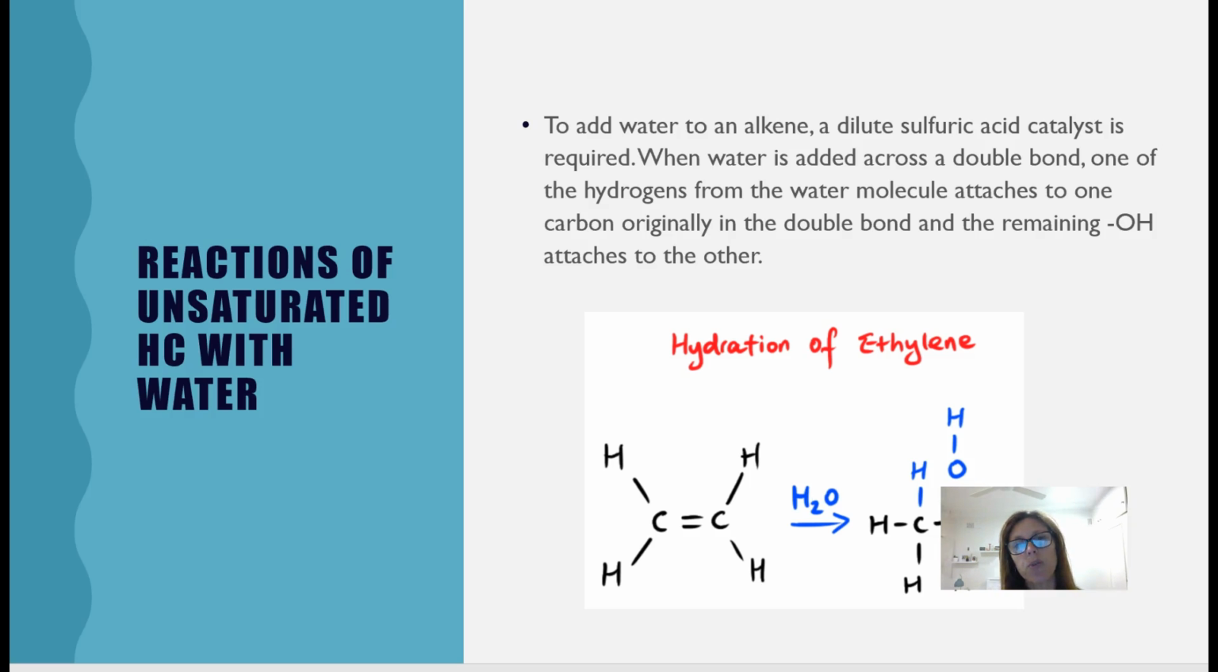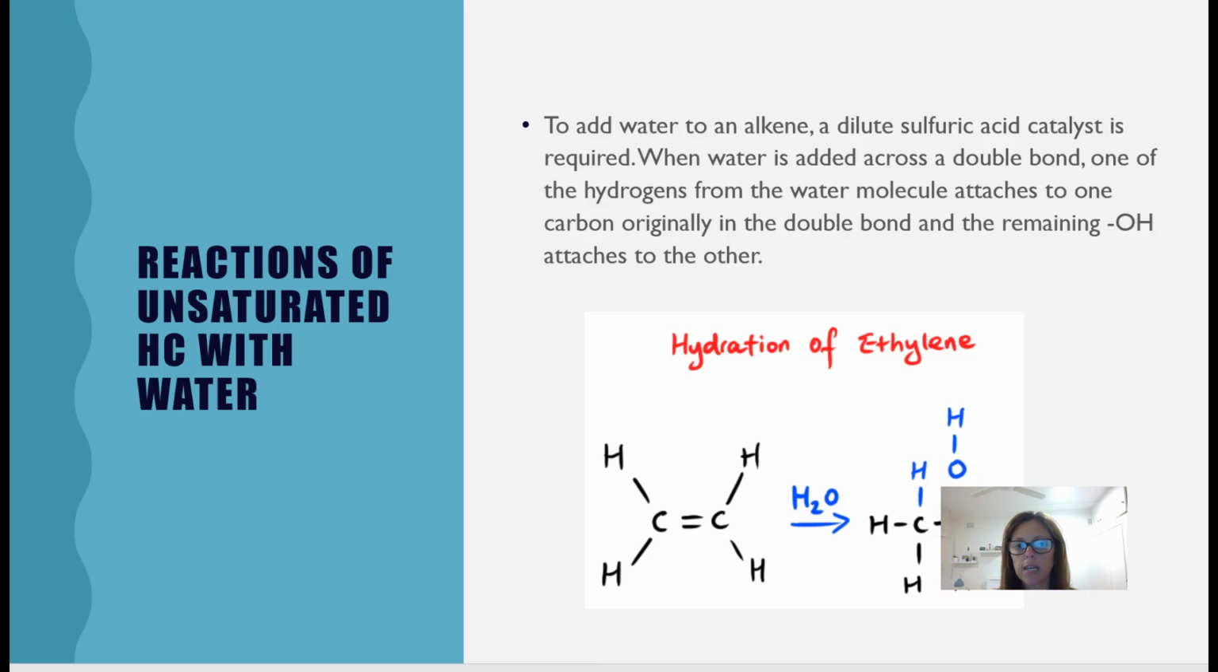So now our fourth reaction that we're going to look at briefly here is adding water to our unsaturated hydrocarbons. For this to happen, we usually have a dilute sulfuric acid as a catalyst there to assist this reaction to occur. So when water is added across that double bond, one of the hydrogens will attach to one of the carbons formerly of that double bond, and the remaining OH will attach to the other side.